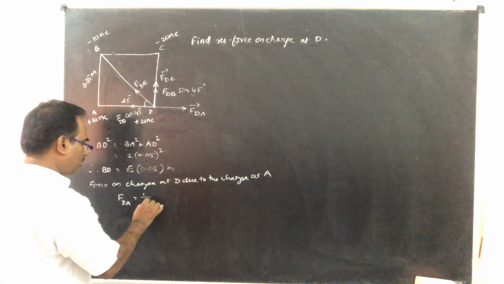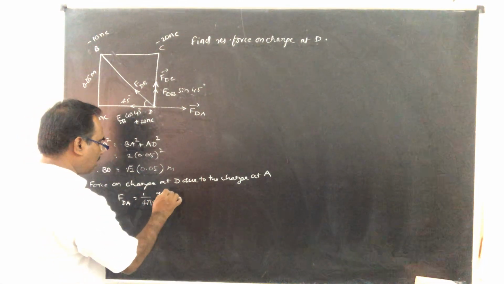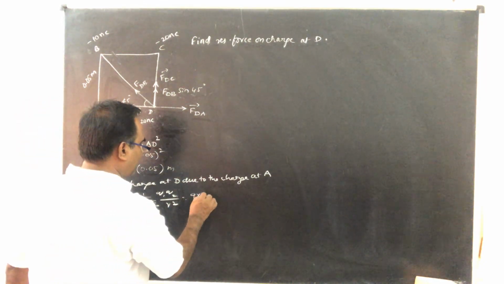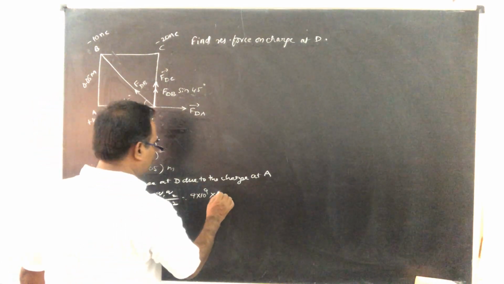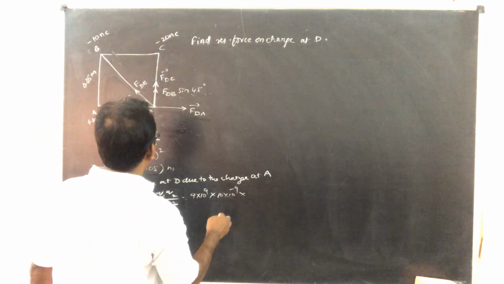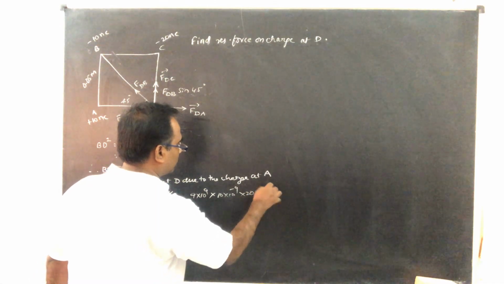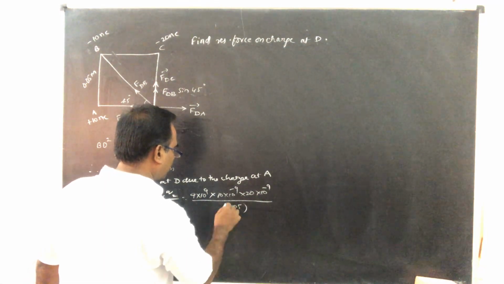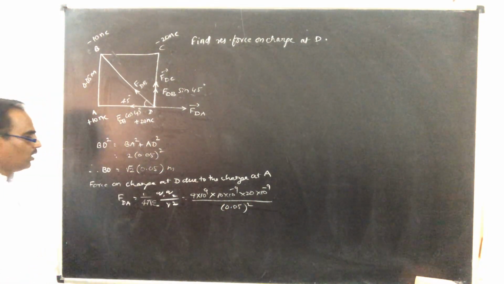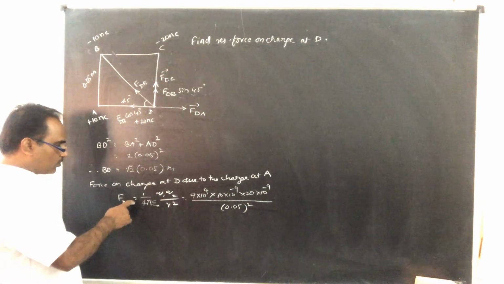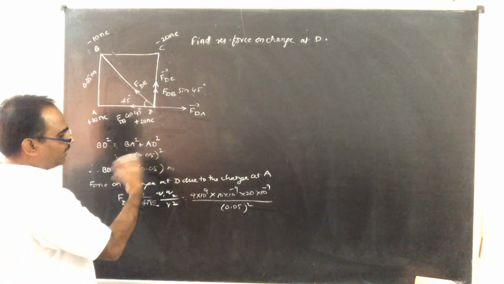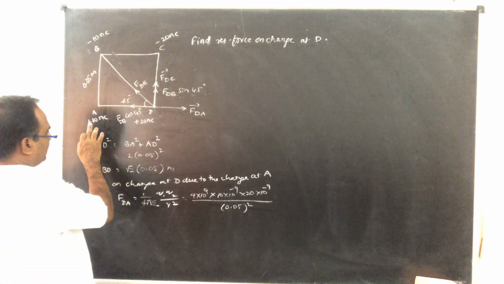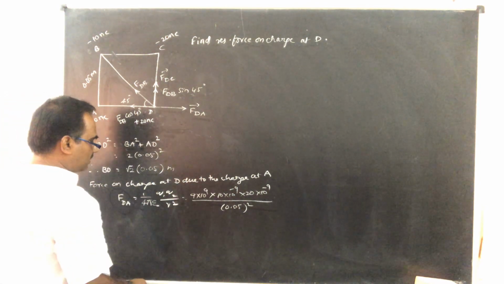FDA. You write this formula 1 by 4 pi epsilon naught Q1 Q2 divided by R square. So this is 9 into 10 to the power of 9, the first one is 10 nanocoulomb, the second one is 20 nanocoulomb, divided by R square, which is 0.05 square. While calculating the magnitude of the force, even though any of the charges is negative, you should not take that negative sign here. Here this is positive, no problem. So first you do this calculation.